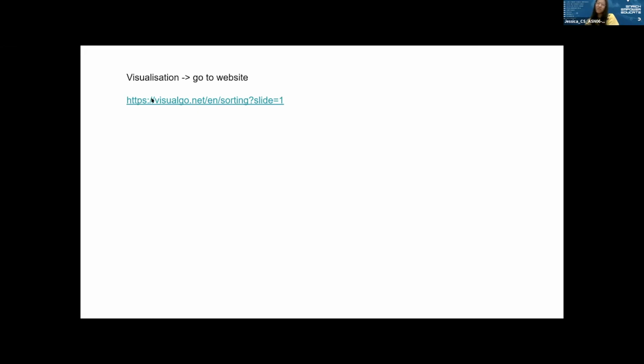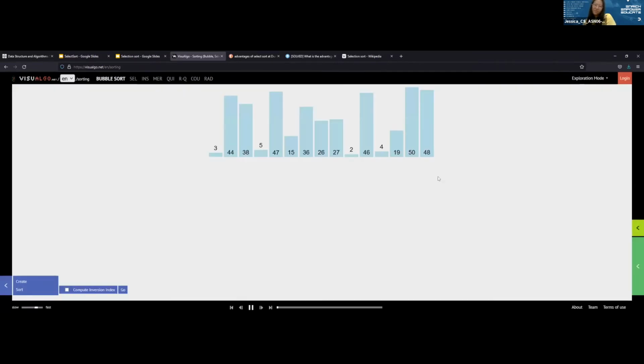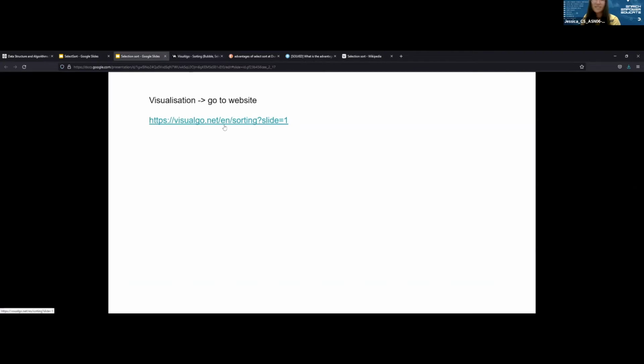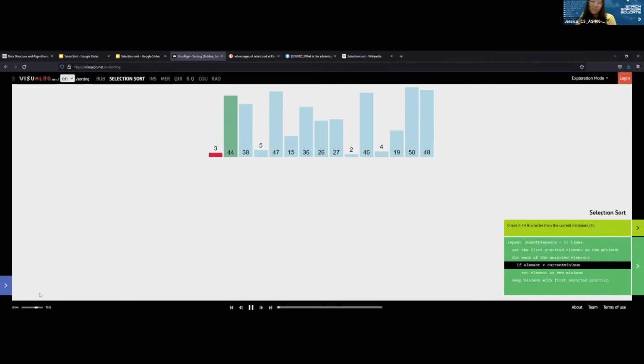So here's a visualization of the sorting algorithm. Arvin, you've got to set it to selection sort at the top left. Do you see bubble sort? Next to bubble sort, there's SEL. Yeah, that one. And can you please click sort at the bottom left? Thank you. So here's the very slow visualization of the sorting algorithm.